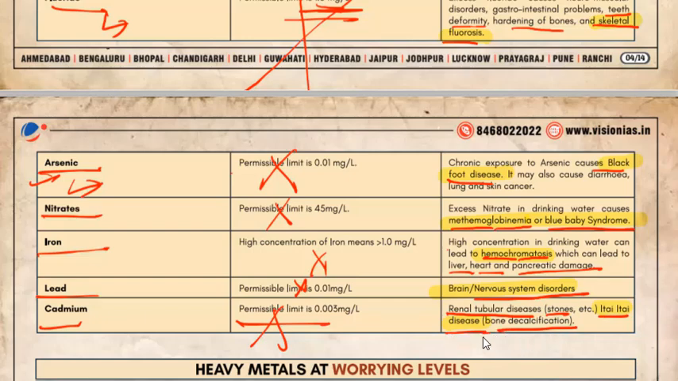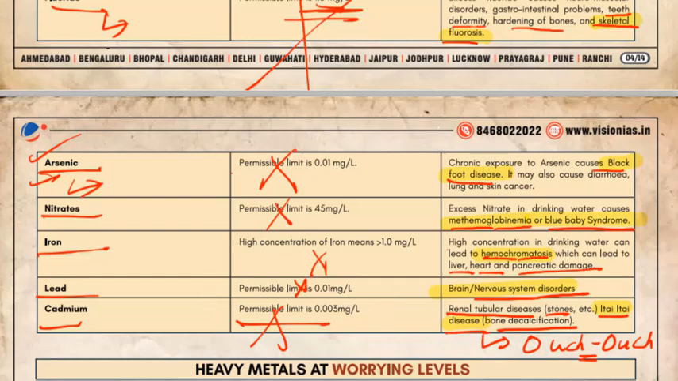Itai is also called ouch disease. The name is so given because in this the pain in the bone is there. So like in moving the body there is pain in the bones. So these diseases with these chemicals are important. These have already been asked in the exams.